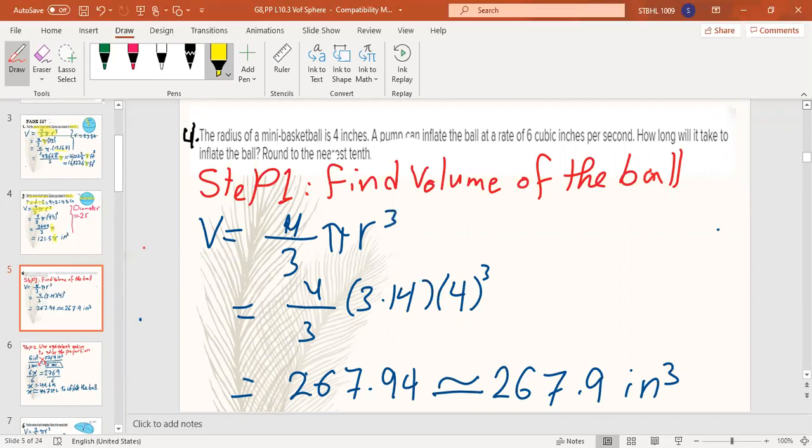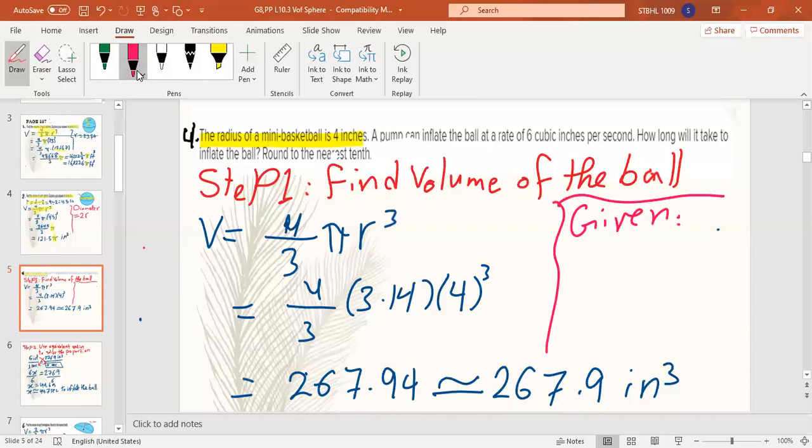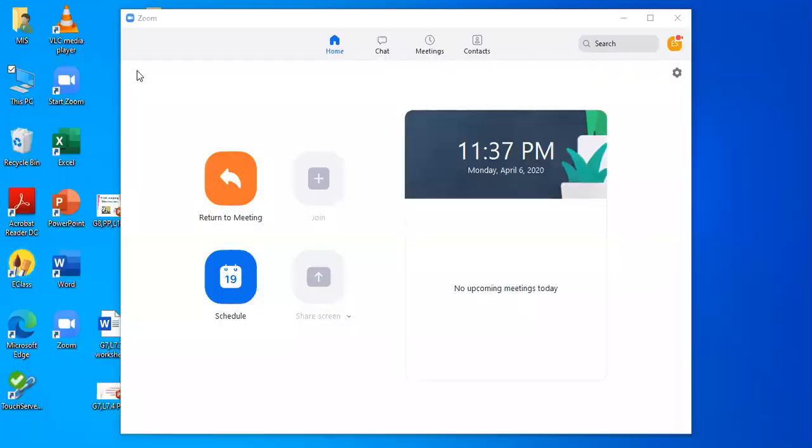Let's try to find any key answer here. The radius of a mini basketball is 4 inches. So in this question, what is given? R. The given is R, and R equals 4 inches. What else is given? It's mini basketball. Mini basketball means a sphere. So the question is about volume of a sphere.